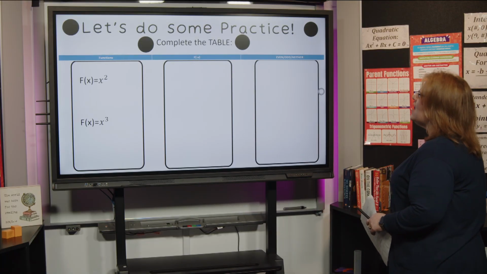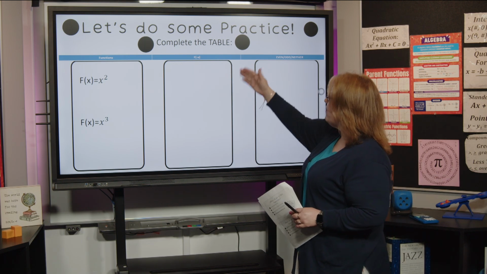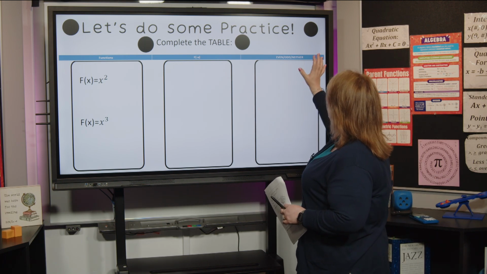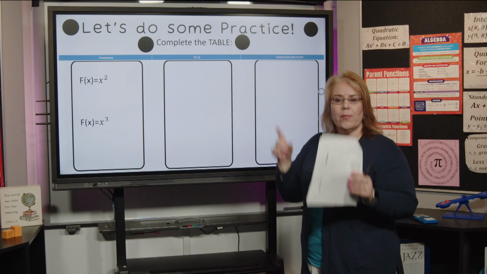Let's do some practice. Complete the table. So I have my functions, I have my f of negative x, and then I'm telling if it's even, odd, or neither. So I'm going to work it up here on the board, you work it on your paper, and let's see what we got.